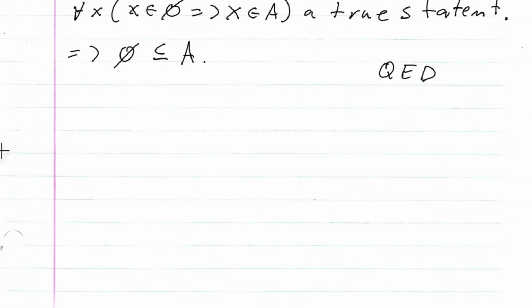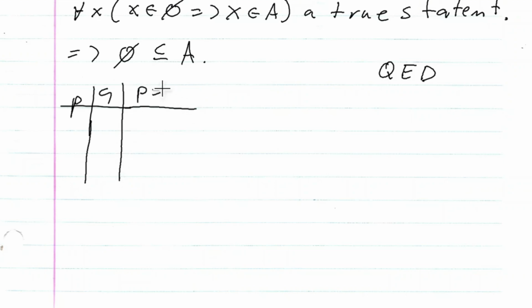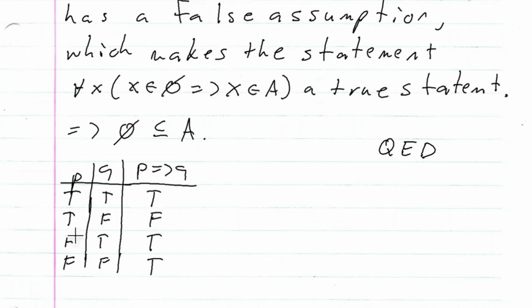So remember our truth tables. Let's go ahead and do P, Q, and then P implies Q. We had true, true, false, false, true, false, true, false. True implies true is true. True implies false is false. False implies true is true. False implies false is true. So notice whenever we had a false assumption, we knew the statement P implies Q would be true. So that's what we used here. We used this fact that if we had a false assumption, we know this entire statement would be true.